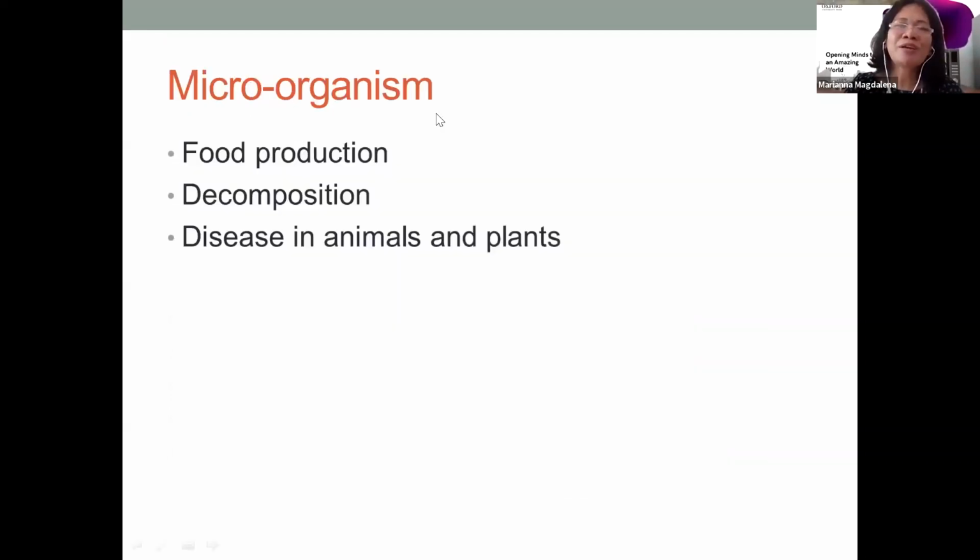Then you go further with the microorganism, food production, decomposition, disease in animals and plants, and this is in the resource. Then after introducing bacteria, virus, and also the benefits of using bacteria, it is very interesting to study about bacteria, where they live. That's very interesting. You can develop your lesson.